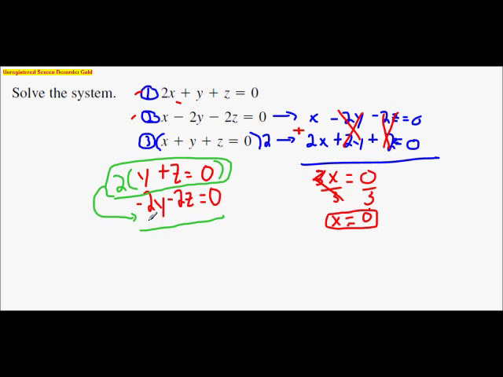So 2 times y is positive 2y. 2 times z is positive 2z. And 2 times 0 is 0. And let's see what happens. Okay, so negative 2y plus 2y gives me 0. Negative 2z plus 2z also gives me 0. So I'm just going to keep that 0. And then 0 plus 0 is 0. And so what do we have here? We have 0 is equal to 0.